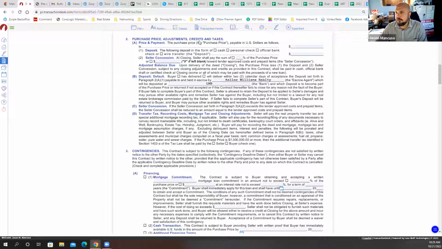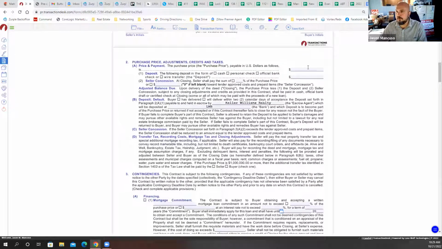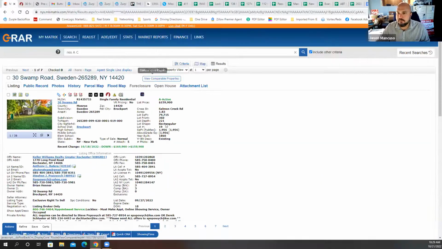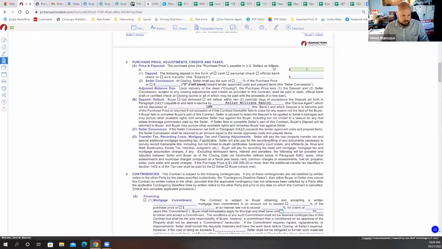Price, now we're getting into the good stuff. Price, deposit, concessions, contingencies are below here, but we'll start with this. So this house is listed at 159.9. I'm going to talk about an escalation later, but I'm just going to start at list price. Okay. So 159.9 is filled in. Generally speaking, a personal check for a deposit is fine. And let's just say it's a $10,000 deposit.